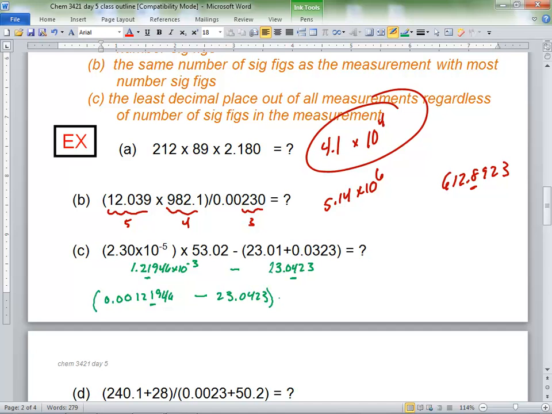But once I write it in decimal format, 0.00121, oh man, it's way too far, right? This guy, oh, I forgot my underline. He's only to the hundredths place. So I need to report my answer to the hundredths place. If we're using our graphing calculator, we don't have to show all of this. You can use your graphing calculator fine, but you better keep track of your sig figs.